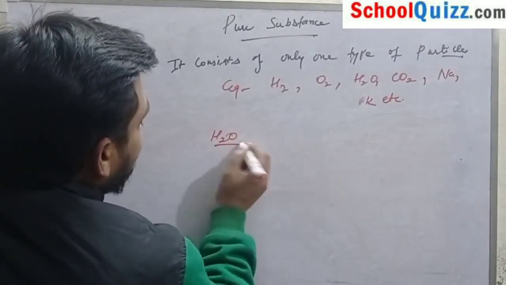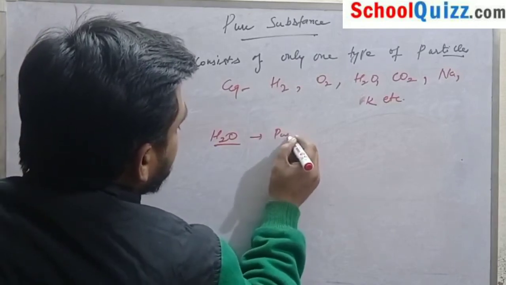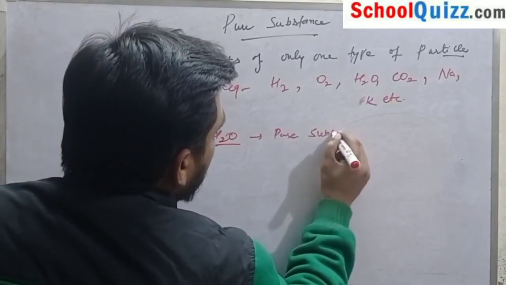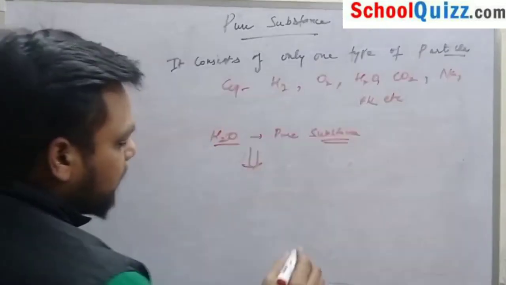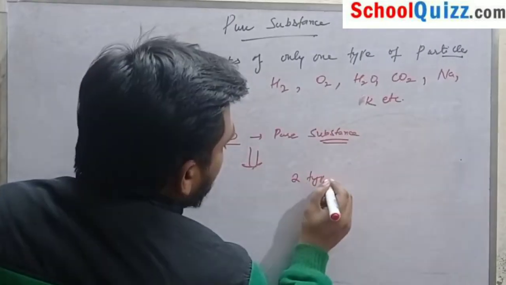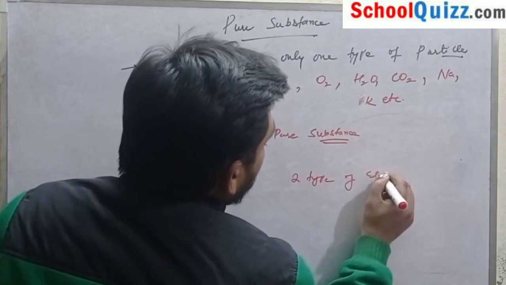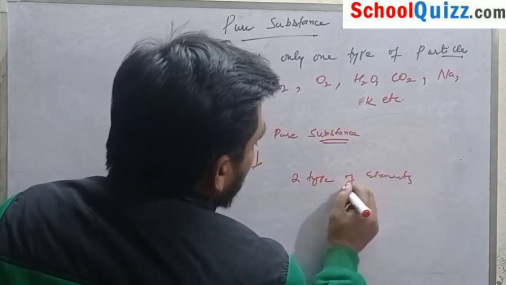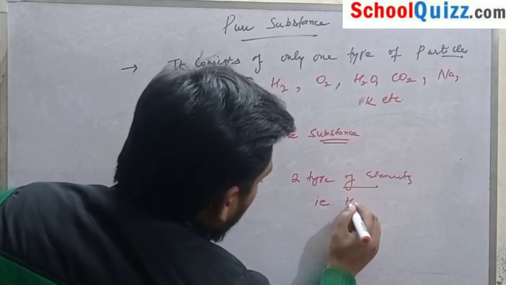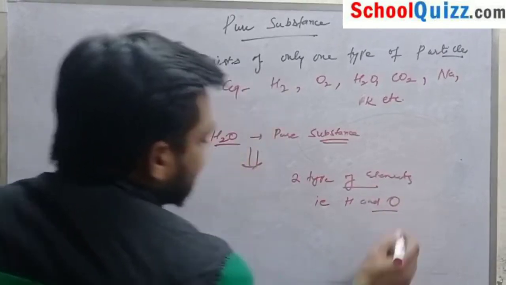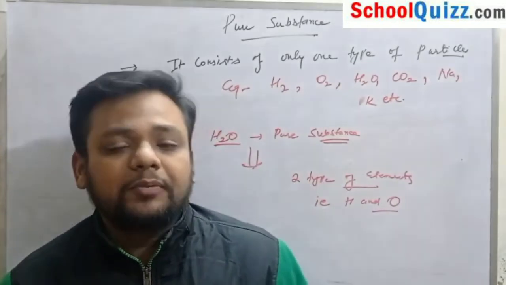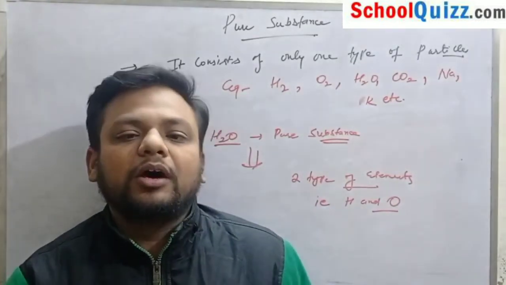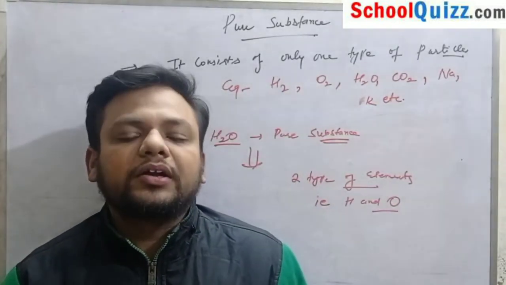So how can we say that water is a pure substance? Water is a pure substance as it is composed of two elements, that is hydrogen and oxygen. So why do we regard it as a pure substance? As we have stated, a pure substance is one which is made up of only one type of particles.